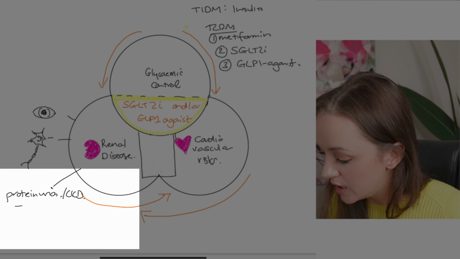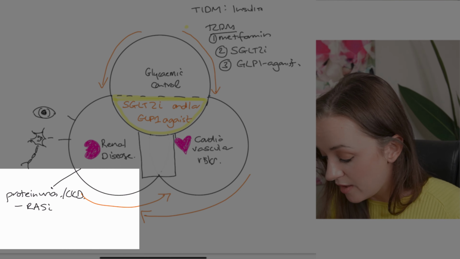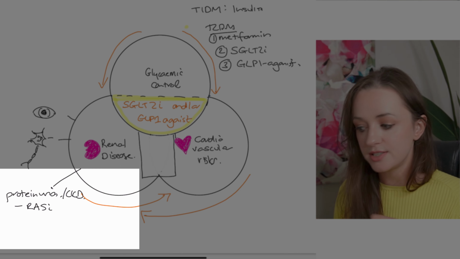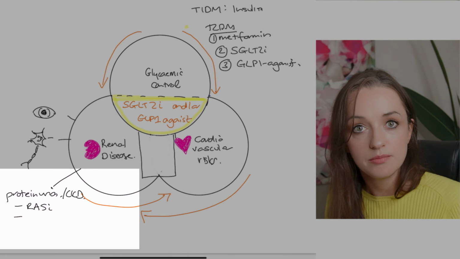Again, we're going to see these drugs again, but we're going to start usually with RAS inhibition, so either an ACE inhibitor or an ARB. That's going to be the starting point in most patients.